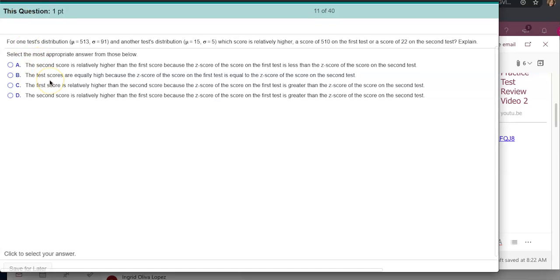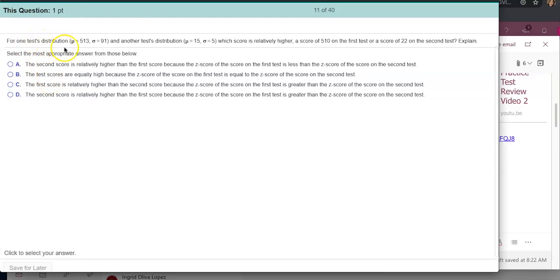Number 11 this time. For one test distribution, mean equals 513 and standard deviation equals 91. And another test distribution, mean is 15 and standard deviation is 5. Maybe the SAT and ACT, something like that. But when you take these two different entrance tests, the scorings are just all different.